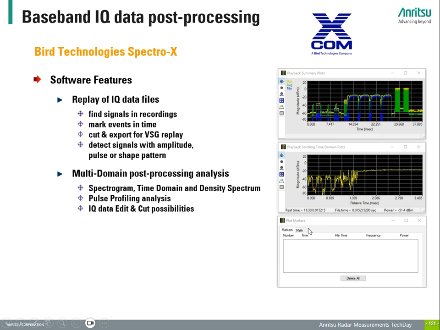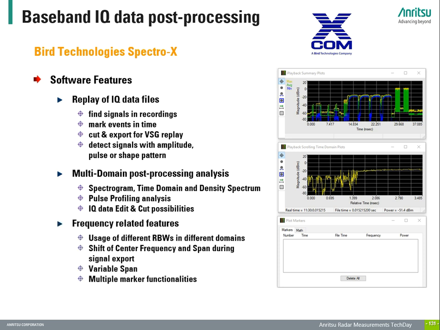Multi-domain processing is always executing all changes in parallel. The user can apply different resolution bandwidths in spectrum, RTSA, or spectrogram plot. It is possible to trim and export parts of the signal, whereby the user can also apply shaping filters and frequency shifts.